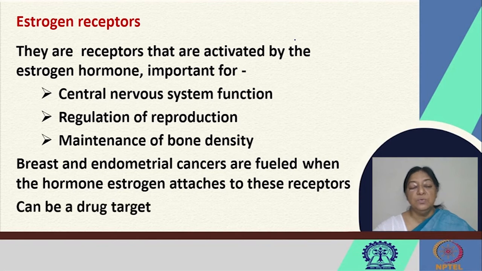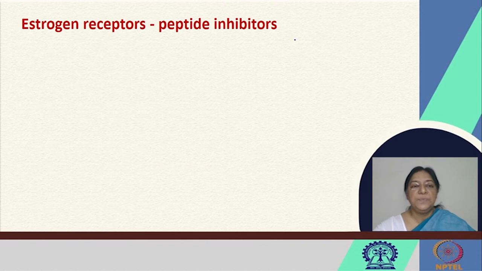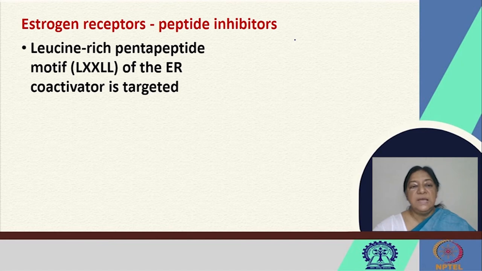So they can be used as a drug target to develop inhibitors based on the structure of the domain that is interacting with the peptide. So looking at estrogen receptor peptide inhibitors, there is a leucine-rich pentapeptide motif that is LXXLL, XX indicating that there could be different amino acids present at this location. So this leucine-rich pentapeptide motif of the estrogen receptor co-activator is targeted.